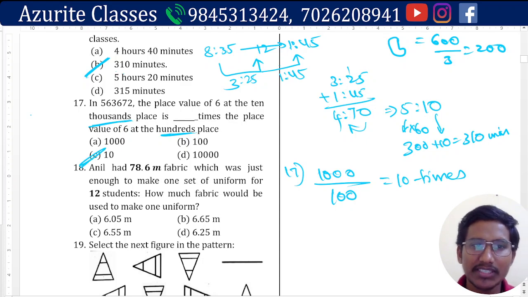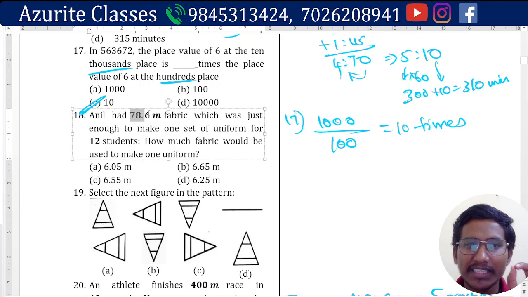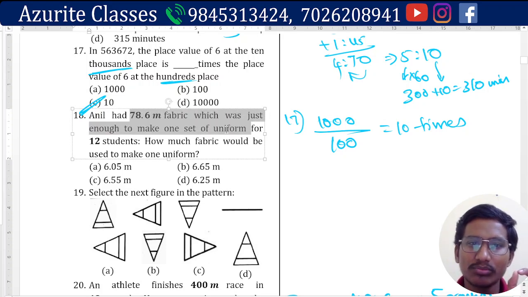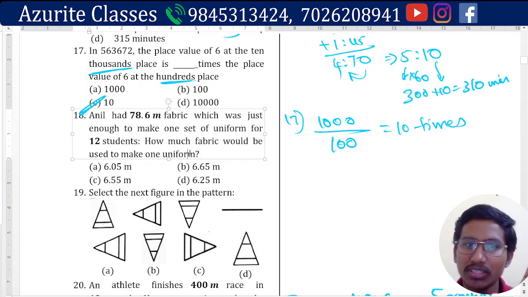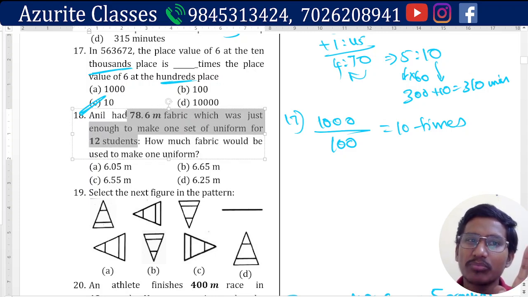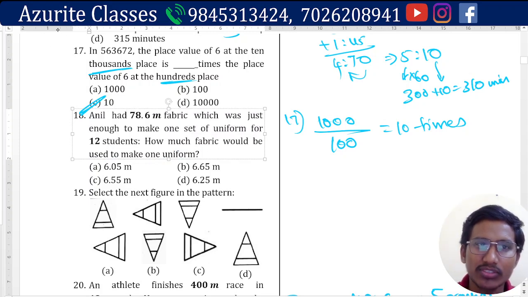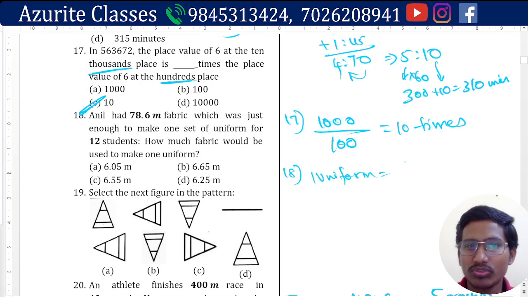Okay, next 18th question. So if you see 18th question, Anil had 78.6 meter of fabric, which was just enough to make the uniform for 12 students. How much fabric would we use for one uniform? 12 uniforms, 78.6. You have to divide with 12, you will get one uniform, right? So 78.6 divided by 12.